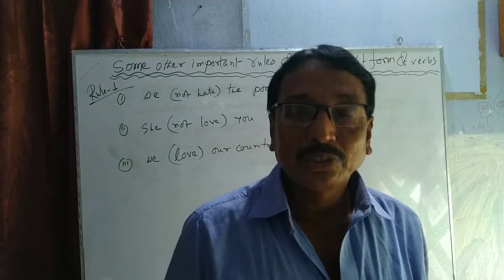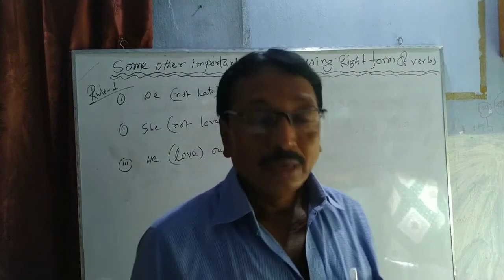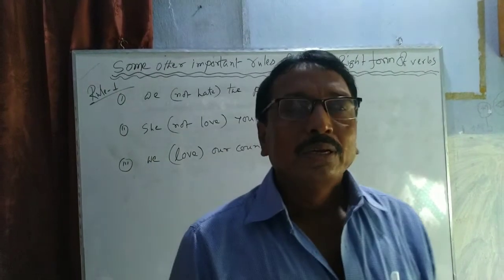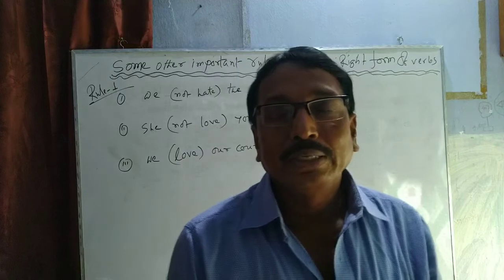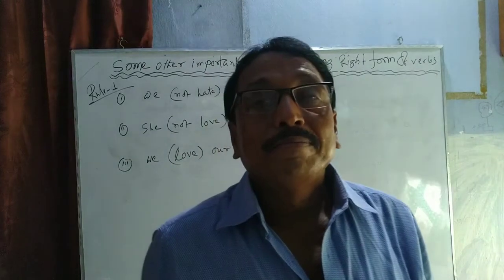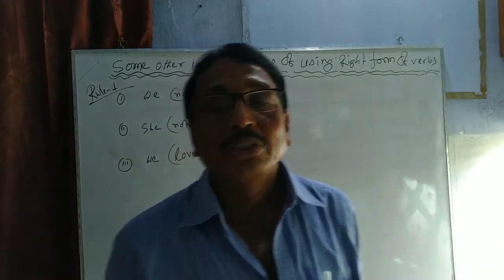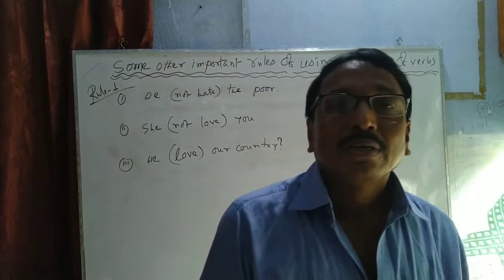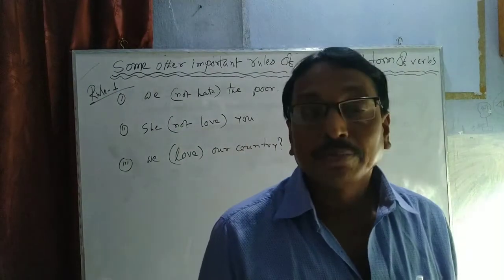As we are discussing the rules of the use of right forms of verbs, you know there are unlimited rules of using right forms of verbs. We have used the present form of verb, s or es added to the present form of verb, ing added to the present form of verb, past form of verb, past participle form of verb, and the use of conditional sentences. And today, I will discuss some other important rules of using the right form of verbs.